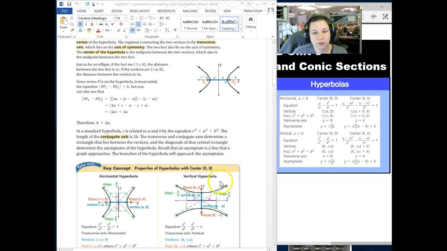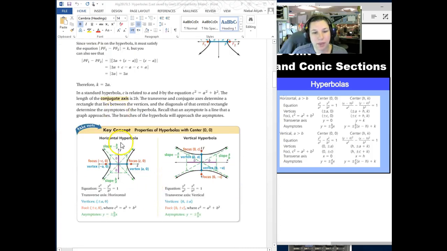All that vocab you can take a minute to read through here. These are your points kind of labeled. Again, we have a horizontal or a vertical orientation, and then it nicely color codes for you what the equation would look like. Notice horizontal, it's x squared minus y squared. For vertical, it's y squared minus x squared. The orientation will tell you what the transverse axis is. So if it's horizontal, the transverse axis is horizontal. If it's vertical, the transverse axis is vertical.